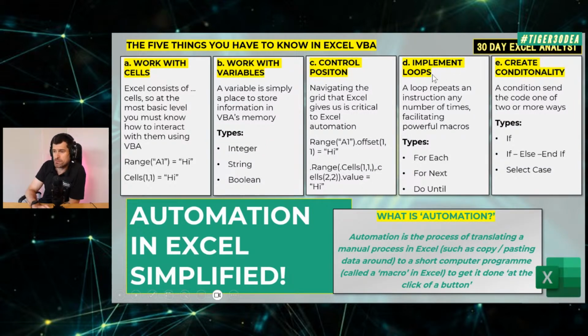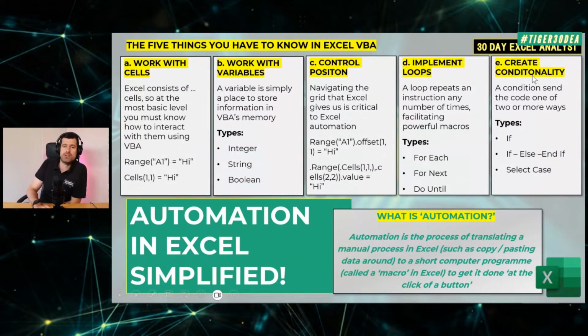Got to be able to implement loops. The loop is the most powerful concept in Excel VBA. It repeats an instruction any number of times. So you can tell Excel to do something 10 times, 100 times, 1,000 times. Incredibly powerful. And then finally, conditionality.